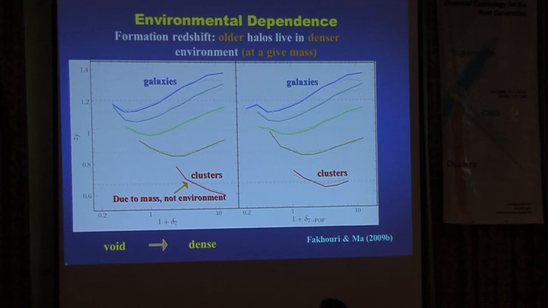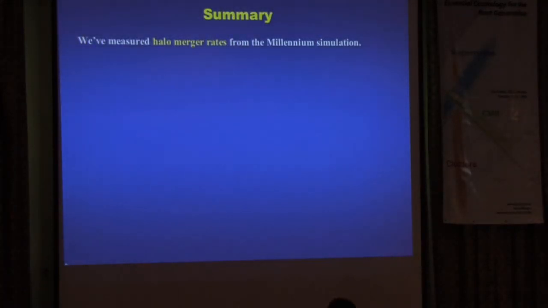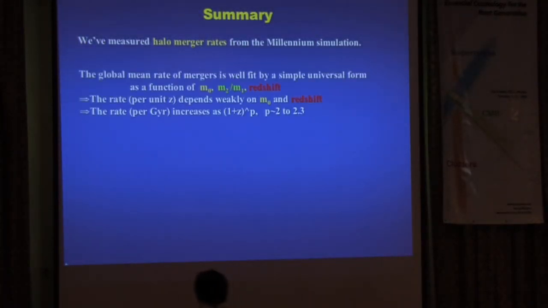To summarize, we've measured the global halo merger rates from the Millennium simulation as a function of halo mass, progenitor mass ratio and redshift. It's very simple if you write this in terms of a rate per unit redshift. It depends very weakly on the mass and the redshift, and it has a power law, -2 dependence on the mass ratio. If you write this per gigayear, it increases as 1 plus z to roughly the second power.